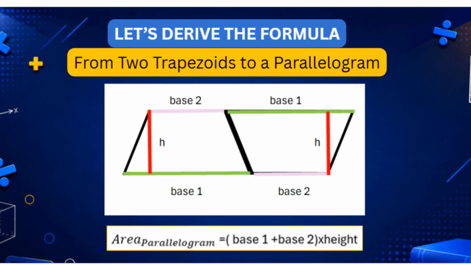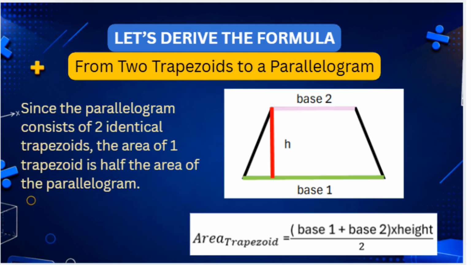We already know that the area of a parallelogram is base times height. Therefore, the area of the parallelogram is base₁ plus base₂, multiplied by the height. But remember, the parallelogram is made from two identical trapezoids. So the area of one trapezoid is 1/2 of the area of the parallelogram. That is why the trapezoid formula contains 1/2.